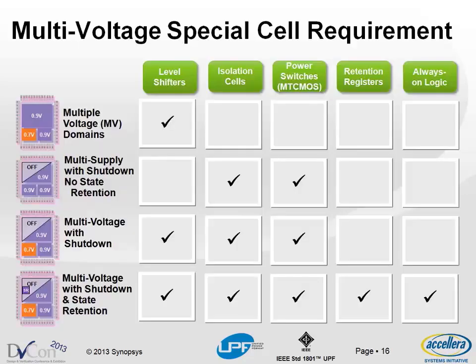And to tie it all together, basically, we've got a few different design styles, multi-voltage with no state retention and shutdown, and basically level shifter, so you can kind of see, oh, my next chip, it's going to be multi-voltage with shutdown. You're going to need to look at level shifters, isolation, power switches. So it's a quick, handy-dandy cross-reference for you to say, here are the things that I'm going to need in order to implement my next design.